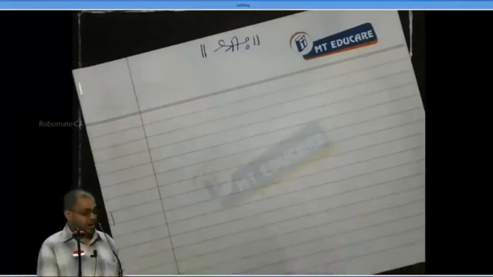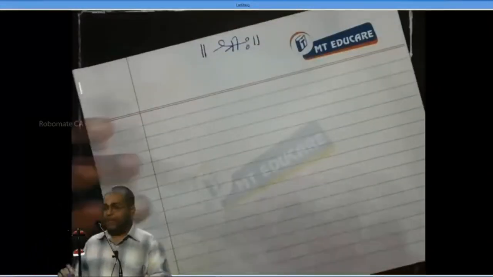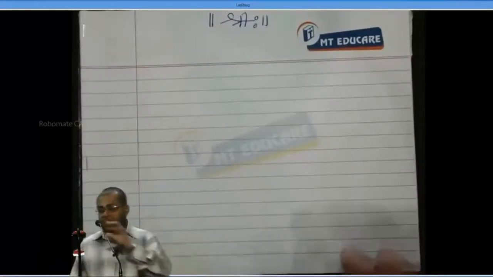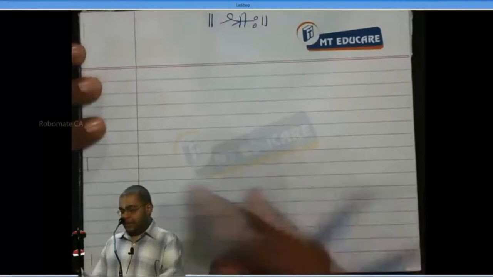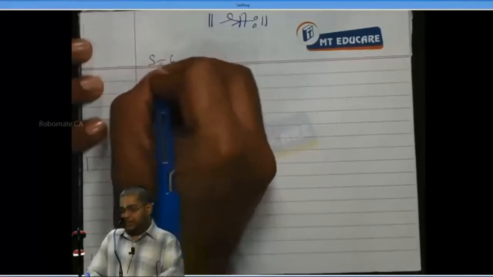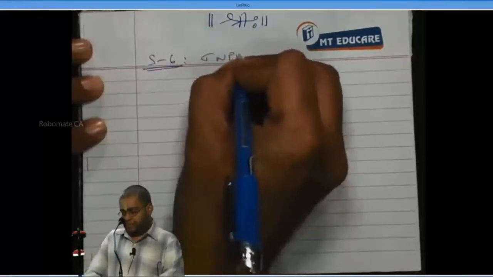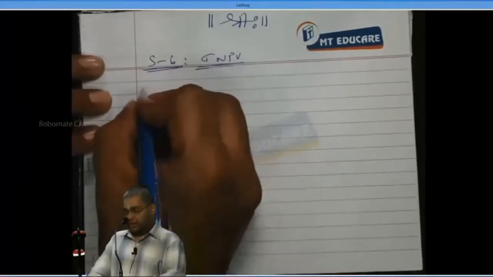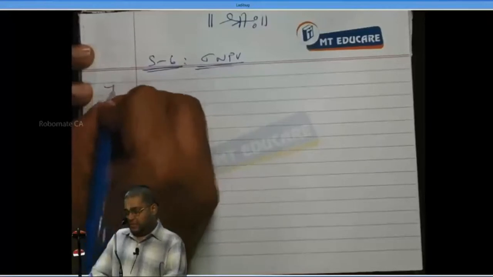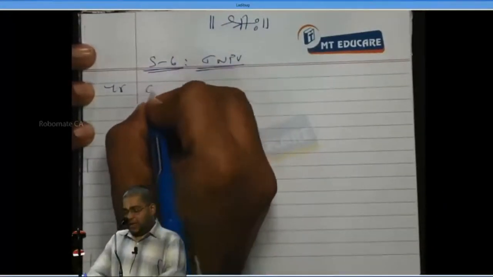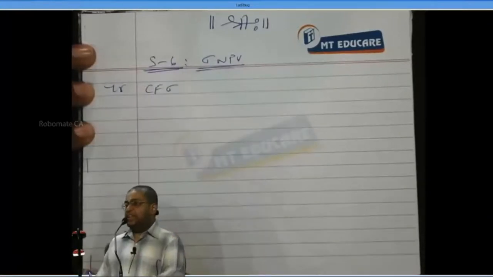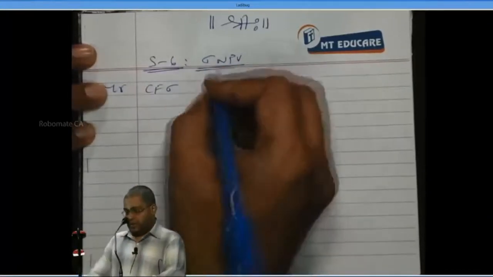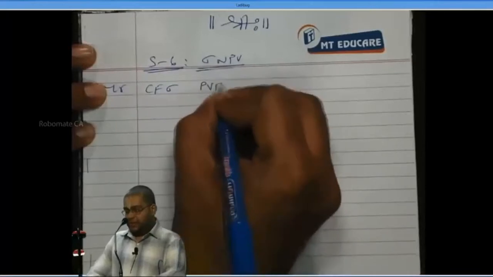Step 6: Calculation of standard deviation of NPV. Can we start or not? Now, have the following columns. First column is year. Second column is the cash flow standard deviation. The third column is the present value factor at what rate?